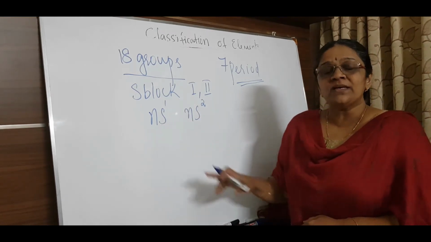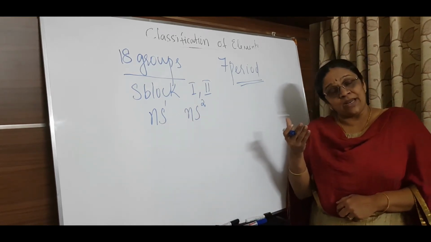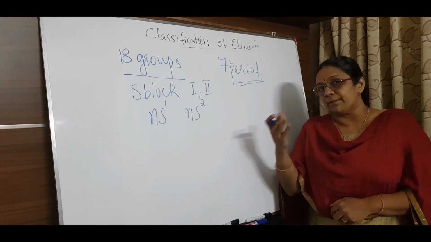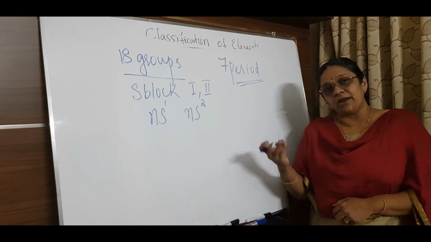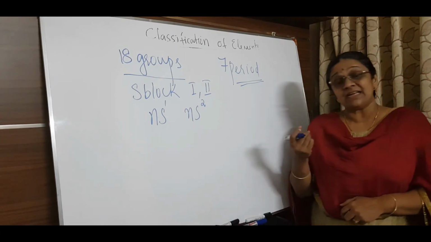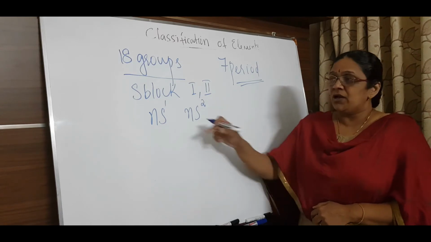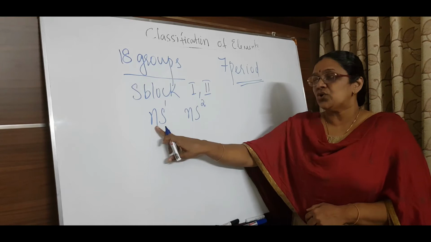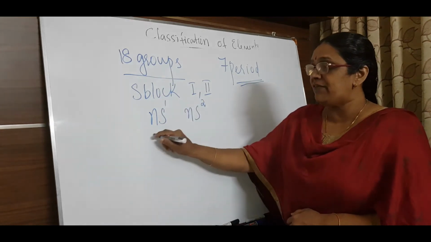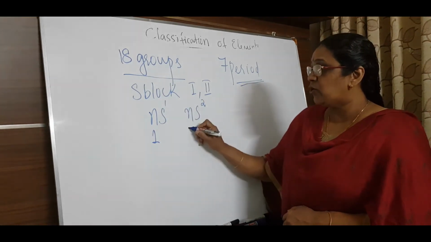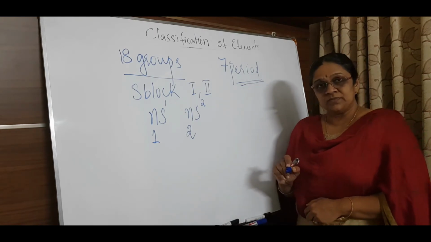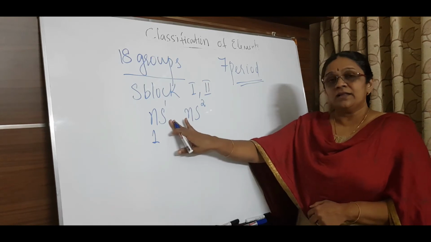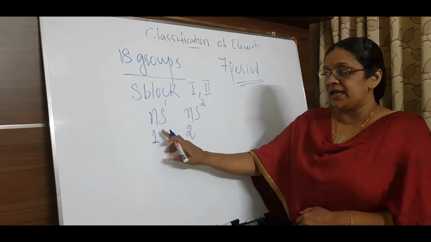We have studied that an electron can be defined by its 4 quantum numbers: the principal quantum number, azimuthal quantum number, magnetic quantum number and spin quantum number. Now what does N stand for? N stands for the principal quantum number. So in the first group N will be 1, and in the second group N will be 2. So this is the outer electronic configuration, NS1.